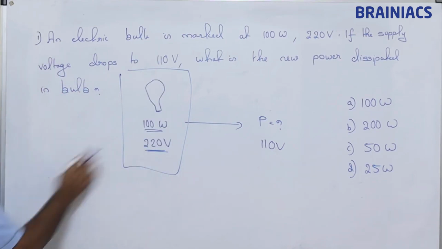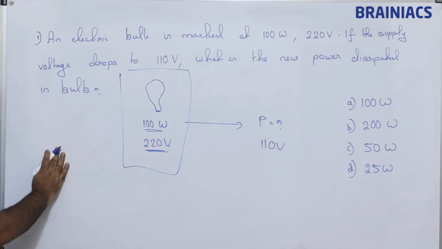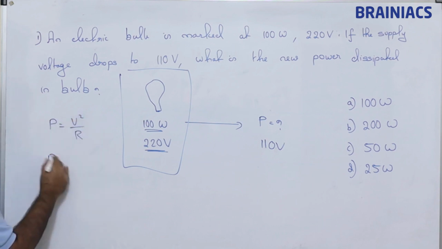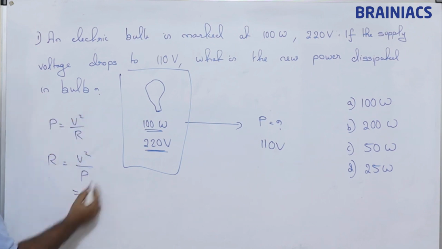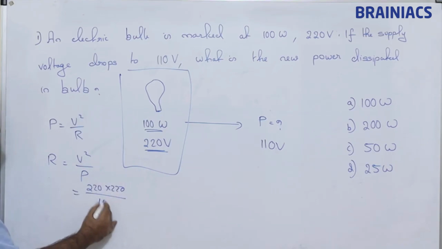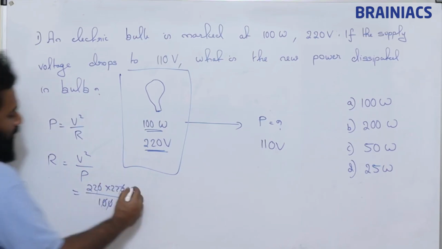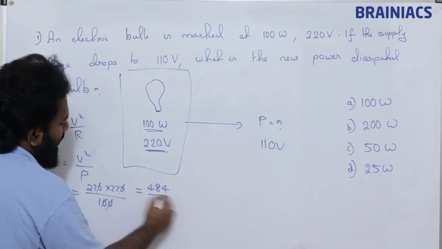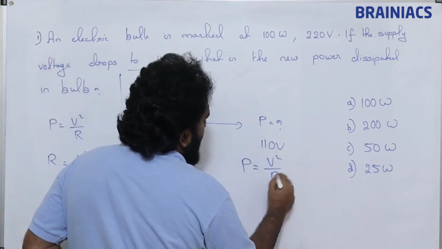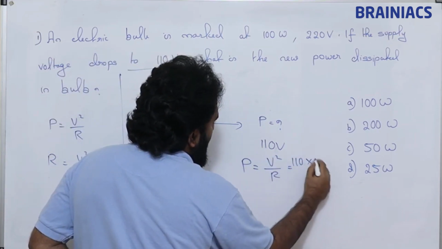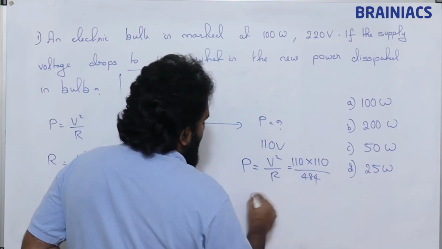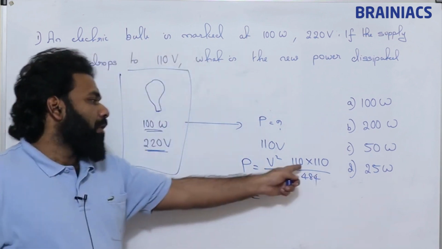So from this, we will be able to find resistance, as I said before. P is equal to V square by R, so R is equal to V square by P. V square is 220 square, divided by P, which is 100. The zeros cancel off, and 22 square is 484. Now the new power is V square by R, 110 square divided by 484. So just solve this.